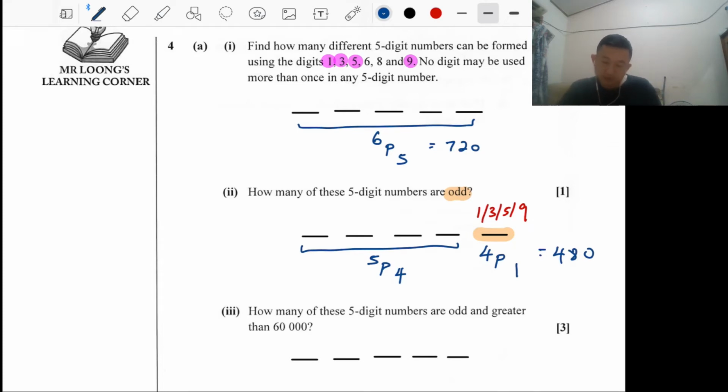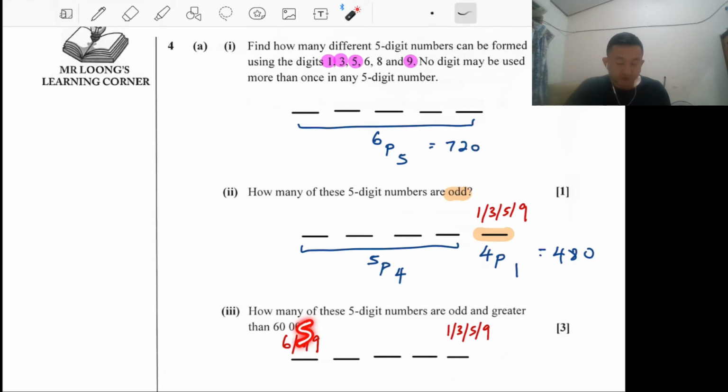How many of these 5-digit numbers are odd and greater than 60,000? Okay, let's try and see first. To make it odd, it can be 1, 3, 5, or 9. To be more than 60,000, you go for 6 or 8 or 9. You cannot put 5 at the first slot. If you put 5 at the first slot, it could not be more than 60,000. So you only go for 6 or 8 or 9.